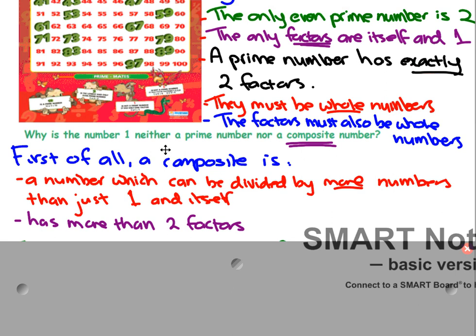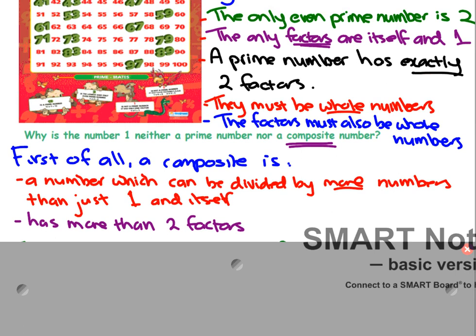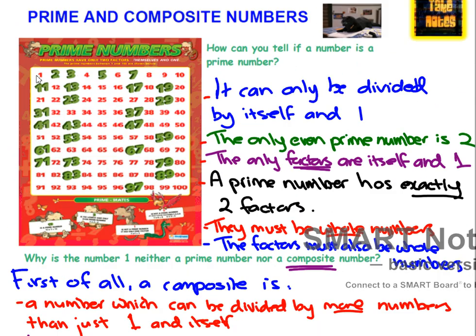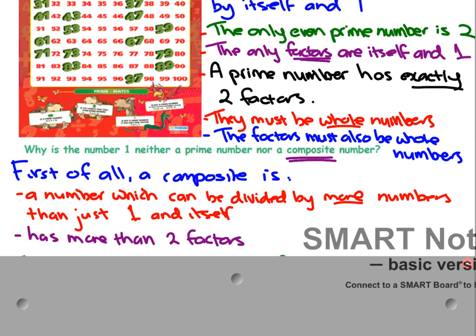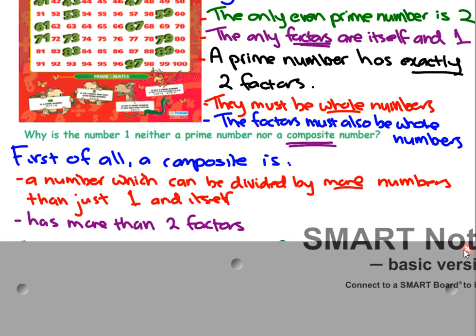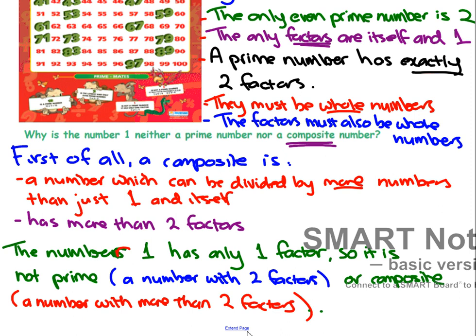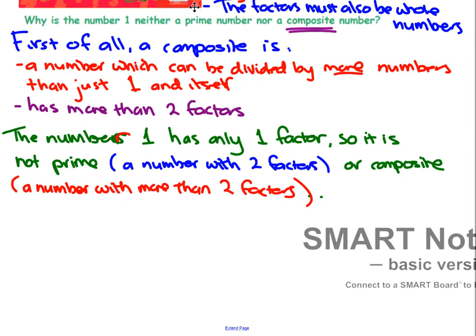So why is the number 1 neither prime nor composite? Remember, a prime number has exactly 2 factors. A composite has more than 2 factors. How many factors does the number 1 have? That's right, the number 1 has only 1 factor. So I'll just scroll down so you can see it properly. Again, if you need to go back and take any of these notes above, just pause and go back. The number 1 has only 1 factor. So it is not prime, because it's not a number with 2 factors, and it's not composite. It's not a number with more than 2 factors.